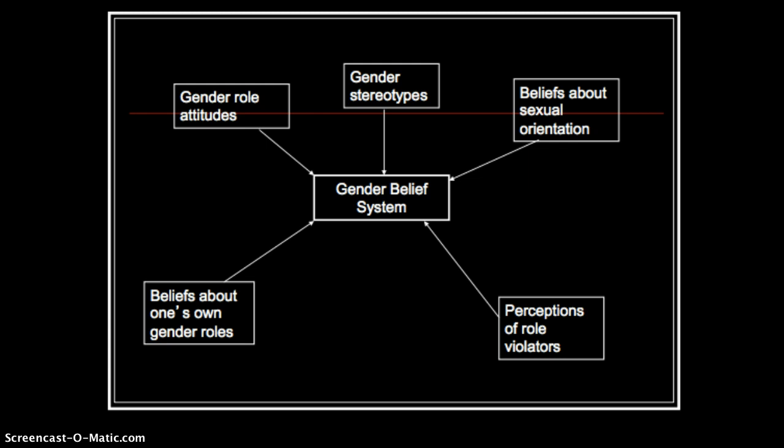As we go through class this week and you watch some of the different videos and think about some of the materials that we'll be covering, think about what your own gender belief system is and how it's been molded by these various different components.